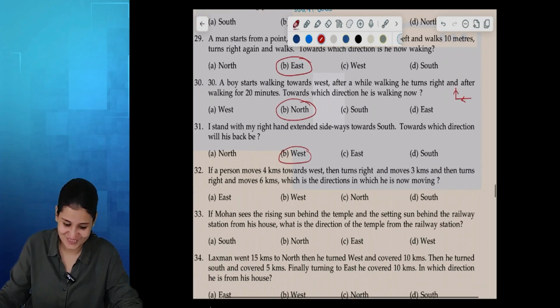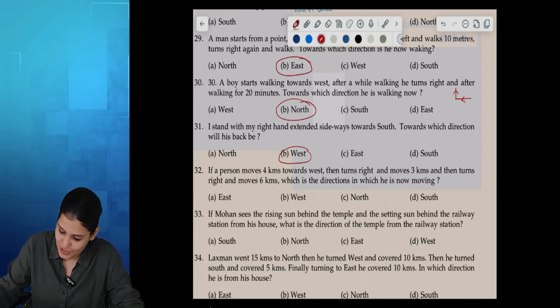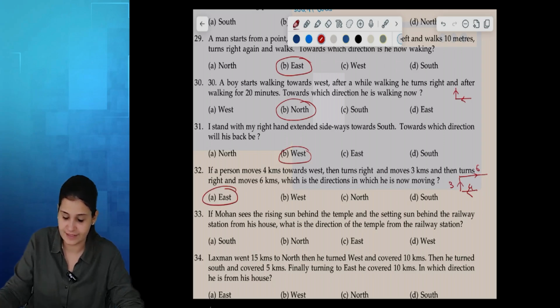32. East. If a person moves 4 kilometers towards west, then turns right, moves 3 kilometers, and then turns right and moves 6, the direction he is now moving in is the east side.